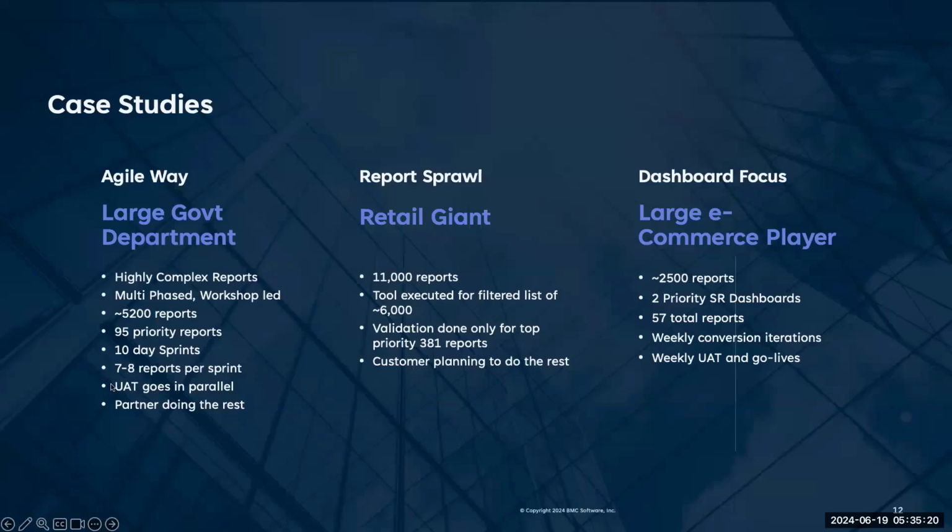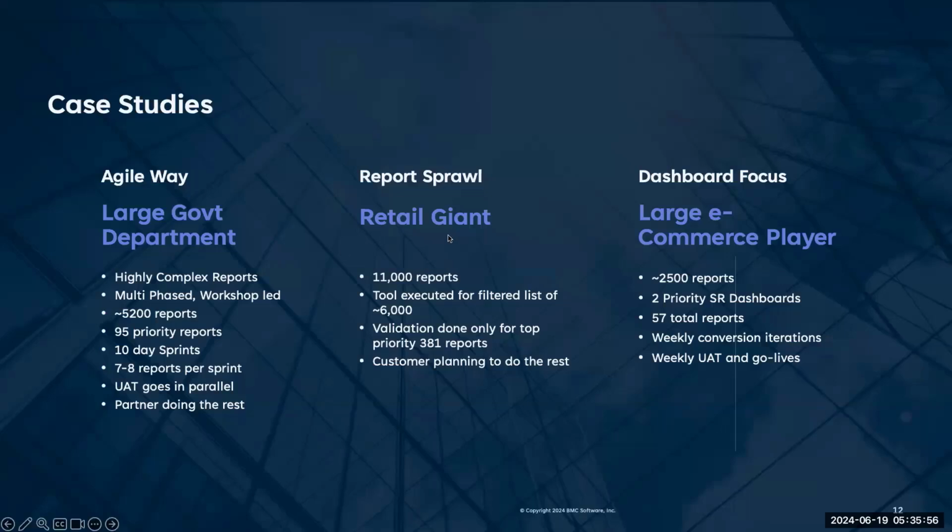Then at the same time, when the conversion team was working on a set of reports, converting them in the same sprint, the validation team, the end customers, were working on validating the ones that were converted in the previous sprint. So this was very agile, and it worked very well for this kind of a setup where the reports are very complex, and we don't want to try to do it all in a very short amount of time.